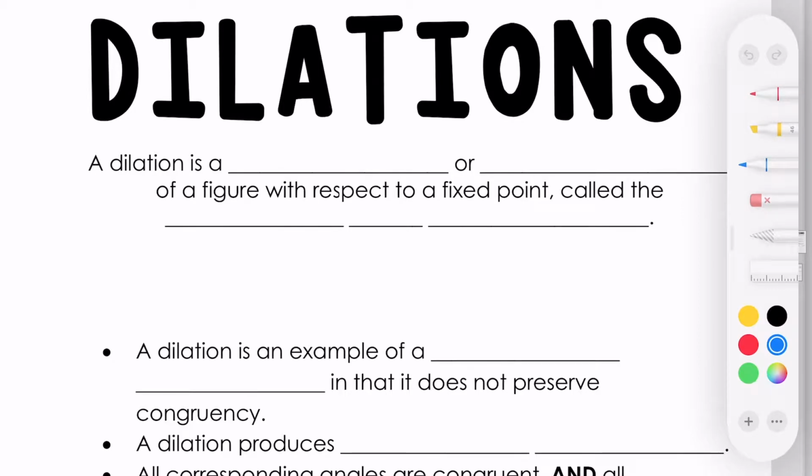Hey everybody, so we are going to be talking about our final transformation, and that is dilations. Now, a dilation is either a reduction or an enlargement, meaning it's either getting bigger or it's getting smaller. So think about reduce, enlarge, larger. Now, it's done with respect to a fixed point. This point is called the center of dilation.